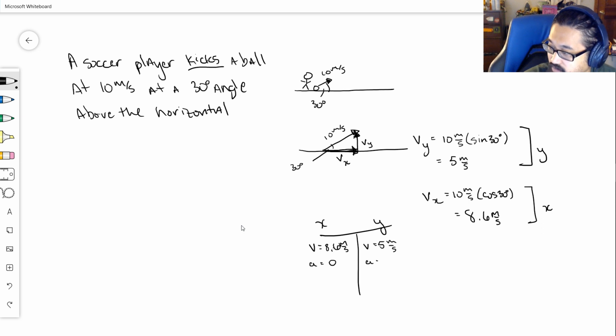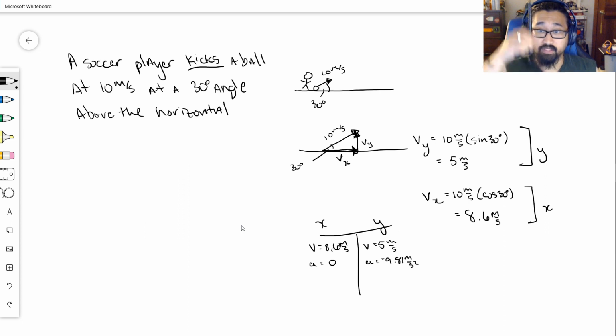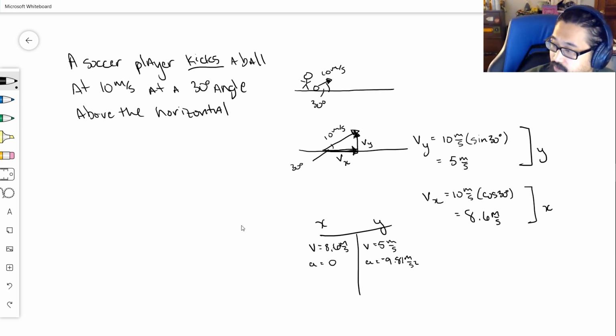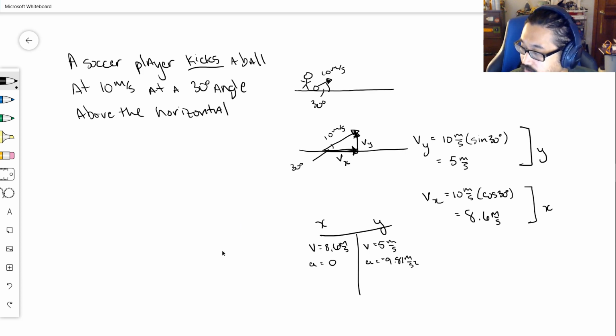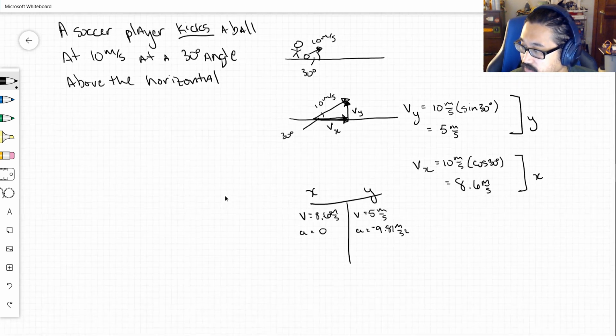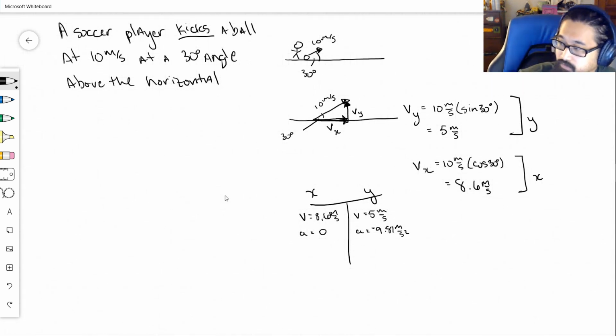I can say the acceleration is 9.81 meters per second squared. I need to worry about it being negative because our ball is going to change directions, going up and down. So let's worry about the change of direction. So I know velocity. I know acceleration. Usually.